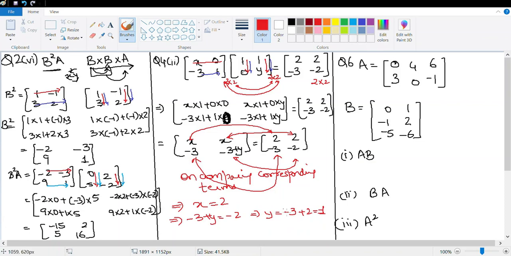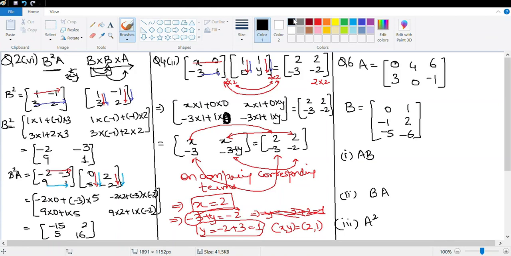Negative 3 plus y, no, this is again a mistake that I am doing. This is y is equal to negative 2 plus 3. I'll take negative 3 to the other side. So y is equal to negative 2 plus 3, which is equal to 1. So I will highlight my answer. x is equal to 2 and y is equal to 1. I can also write my answer in a set form. It will be 2 comma 1. Do they ask for the answer in a specific form? No, they just say find x and y. So I've already found x and y. That should be enough for this question.